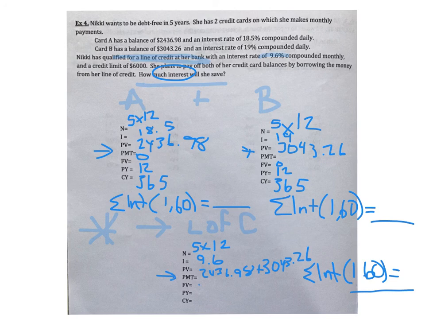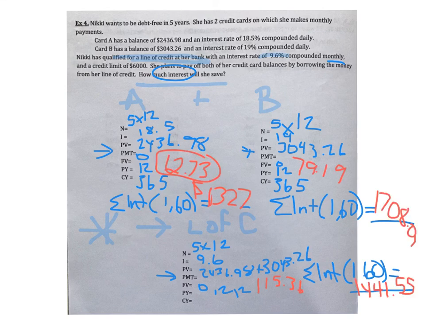So once again, we need the payment for this. Our PY is going to be 12 for monthly payments. And then this one is compounded monthly, so the CY would be 12 as well. Okay, so like I said, I'm going to pause the video, use my calculator to calculate all this, and then come back to do the final answer.